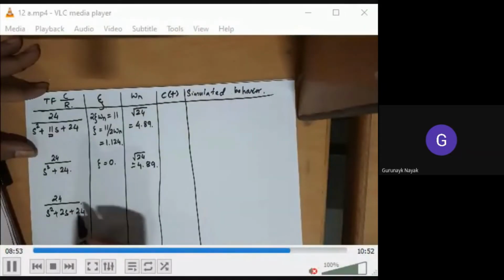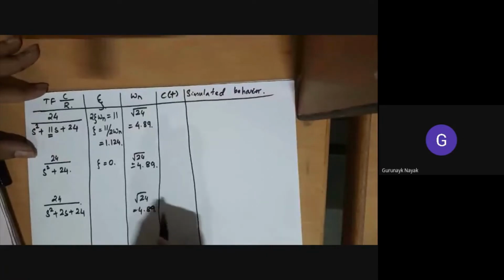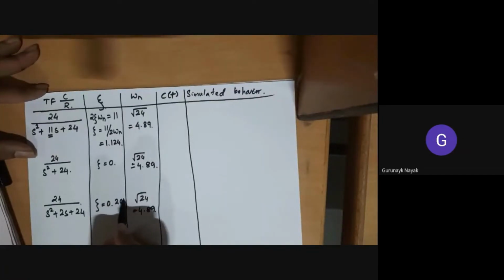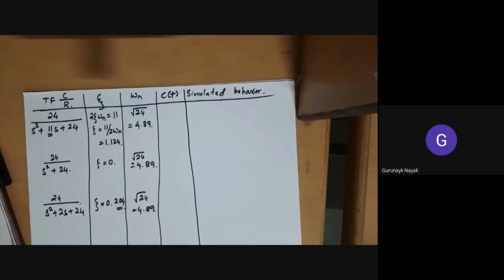The third case is 24 divided by s square plus 2s plus 24. So omega n is still 4.89. Please calculate yourself and check whether you are getting zeta equal to 0.204. I made a direct calculation using the same procedure, and I got zeta equal to 0.204. And the last case, which is 24 divided by s square plus 9.78s plus 24, in which omega n is the same and zeta is equal to 1. So please note down all these 4 cases.